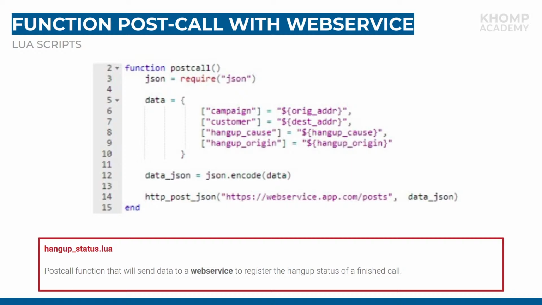In this example, we are going to send some data to a web service. This is formatting the JSON, and then you are going to send this data to a web service. So it's a very simple way to send data. This web service could feed a database or something, so you are going to register this information. In this case, it is campaign, customer, hangout cost, and hangout origin.